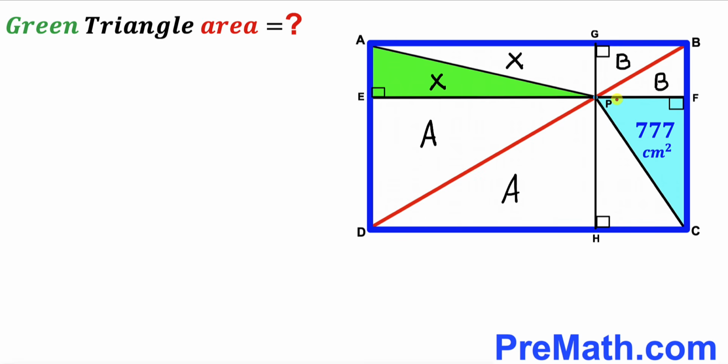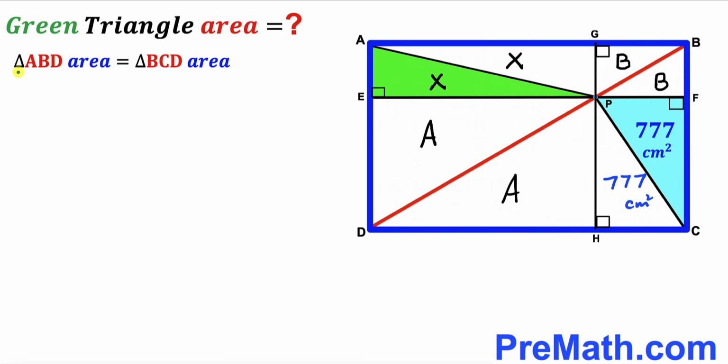Finally, we are going to focus on this rectangle, along with this diagonal CP. We conclude the area of this triangle is equal to the area of this triangle. If this area is 777 centimeter square, then the area of this triangle is 777 centimeter square as well.